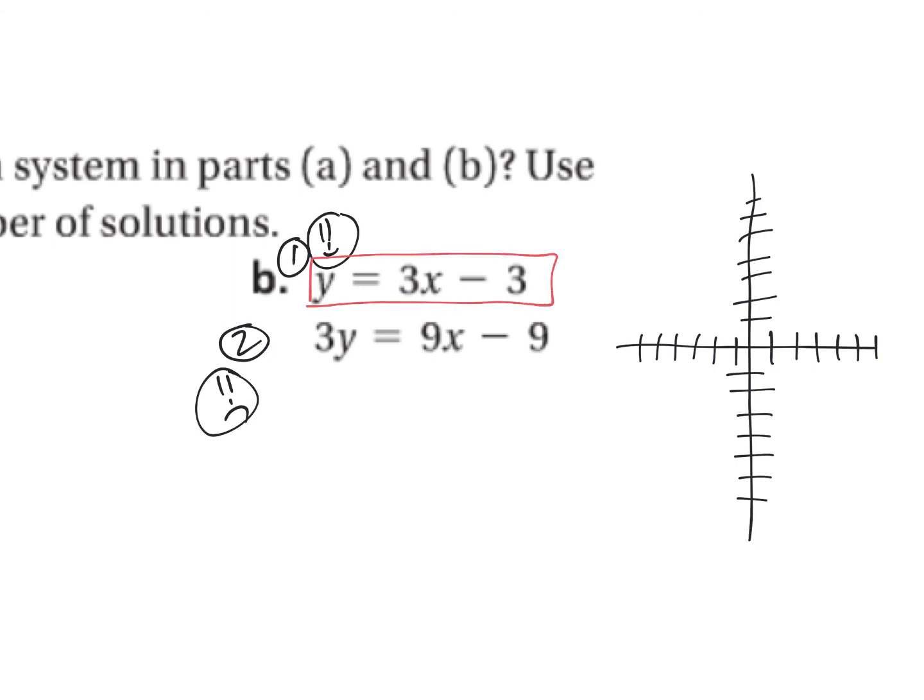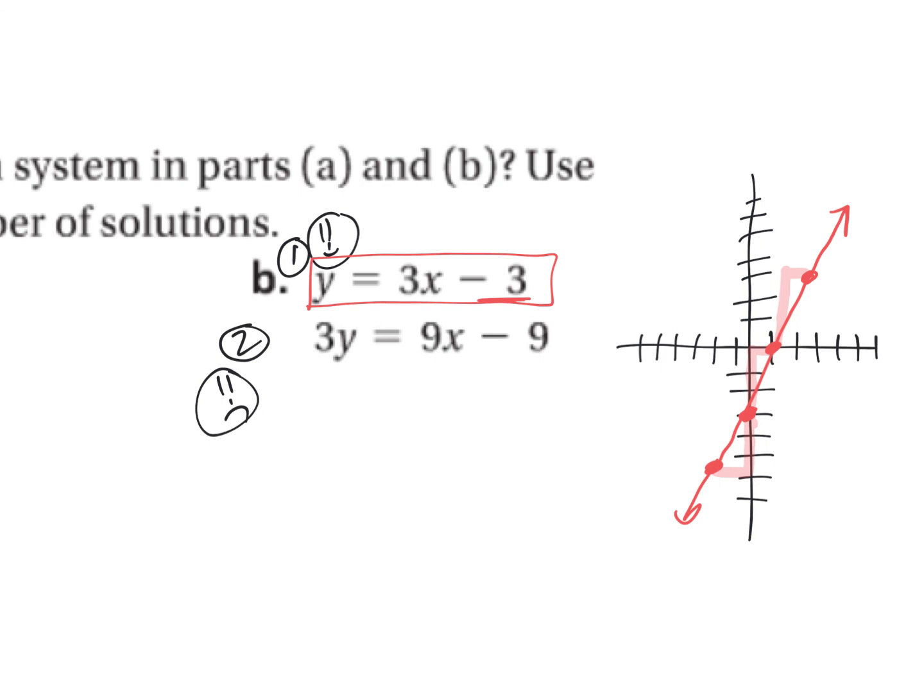We'll do this in red. My y-intercept is at -3. My slope is +3. So I'm going to go up 1, 2, 3, and over 1. And again, up 1, 2, 3, and over 1. We can go the opposite way, down 1, 2, 3, and over 1. And I'm going to stop there. So I'll go ahead and connect those. We got the first line done. Now we need to do the second line.